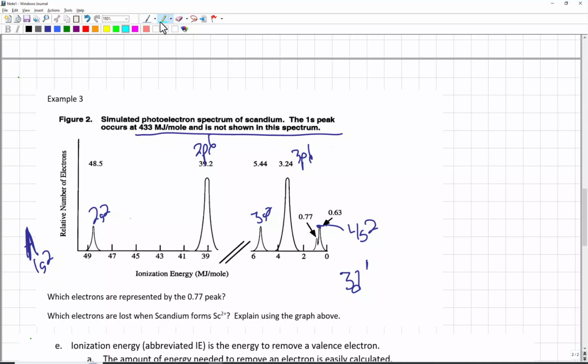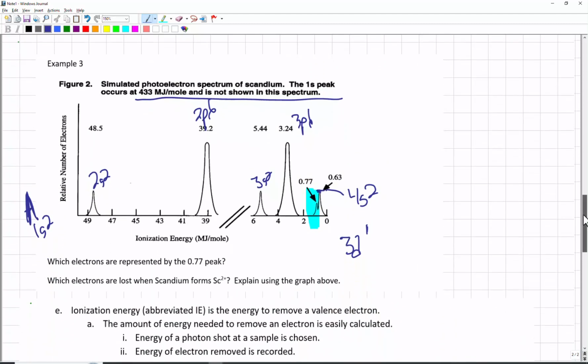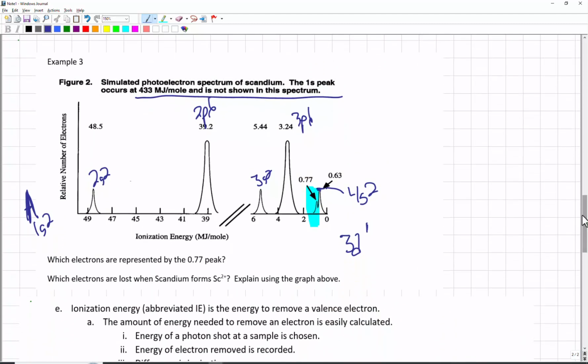We see this little nubbin here. It's like, ooh, nubbin, what are you doing? And that little nubbin has to be explained. You might think, well, that would be 4s2 because it comes first. But notice the height. The height equals the other s's, so it's going to be a 1. So that's going to be it. So which electrons are represented at 0.77 peak? We did that, 3d1. Which electrons are lost when scandium forms Sc plus 2?